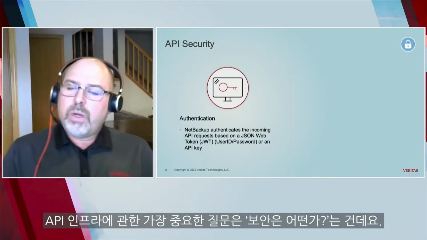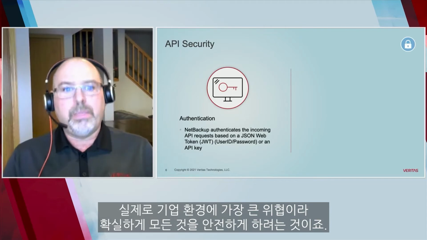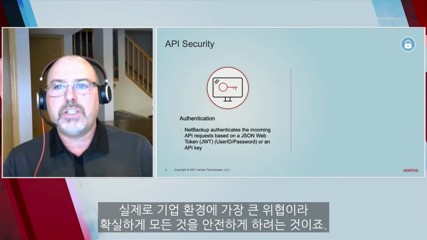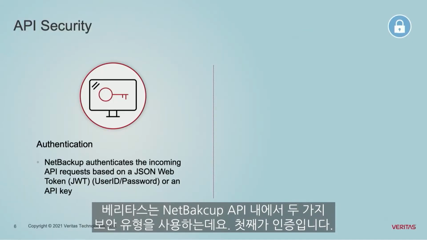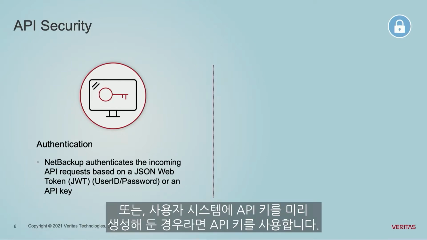So one of the biggest questions we receive about our API infrastructure is, what about security? That's our biggest threat in our environment, making sure everything is secure. So we use two types of security with the NetBackup APIs. First, it's authentication. And what we have is a JSON web token that passes a user ID, or if you pre-created an API key for a user or system, we'll use an API key.